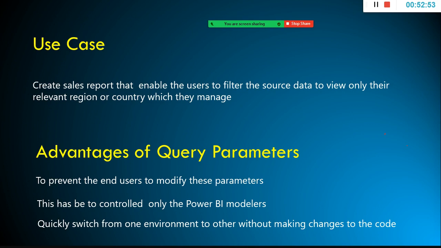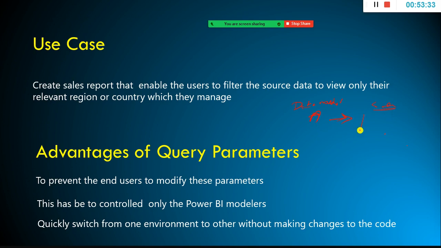For example, the North region manager is supposed to view only North region data, and the South region manager should view only South region data. So you are the super user, the data modeler, and you developed a report, did all kinds of data model design, and shared it with your end user.